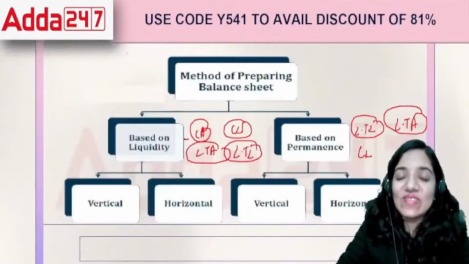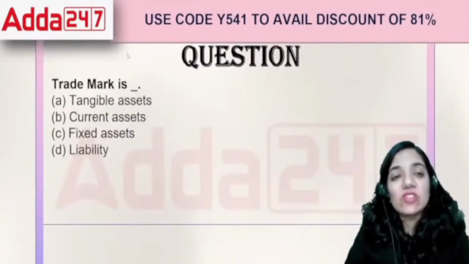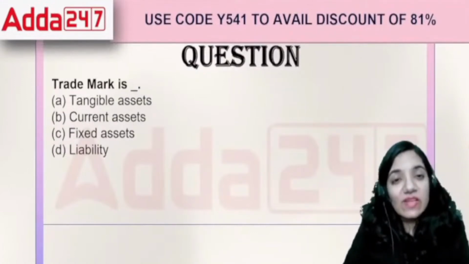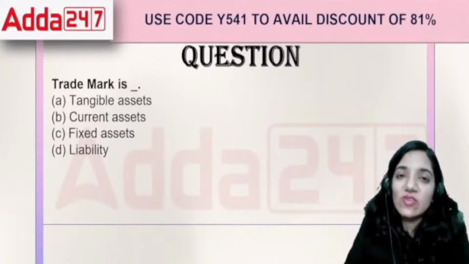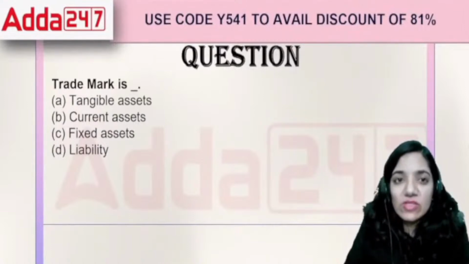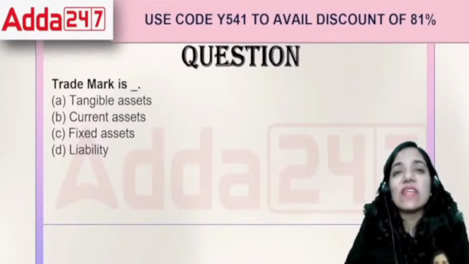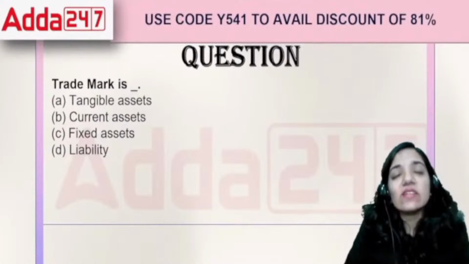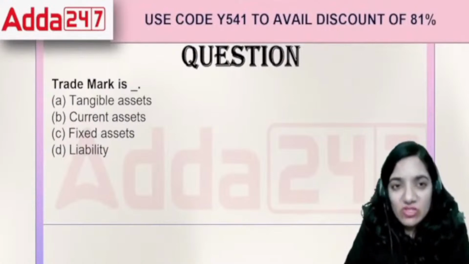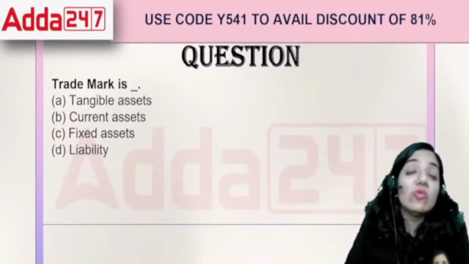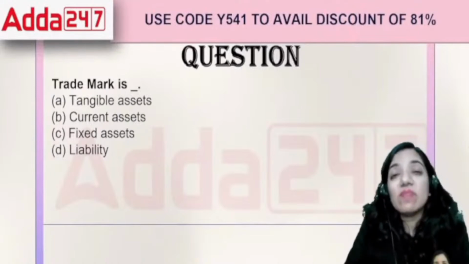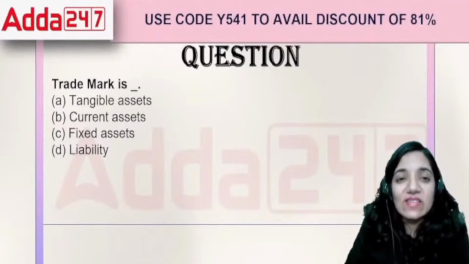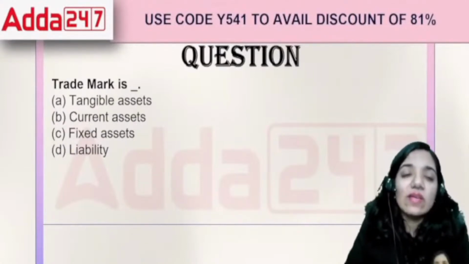So let's understand this concept deeply. Here comes the first question. The first question says, trademark is a tangible asset, a current asset, a fixed asset, or a liability. A trademark is basically registered, and if I get myself registered in terms of a trademark, then nobody can use the trademark other than me. It's my personal identity in terms of my trading.